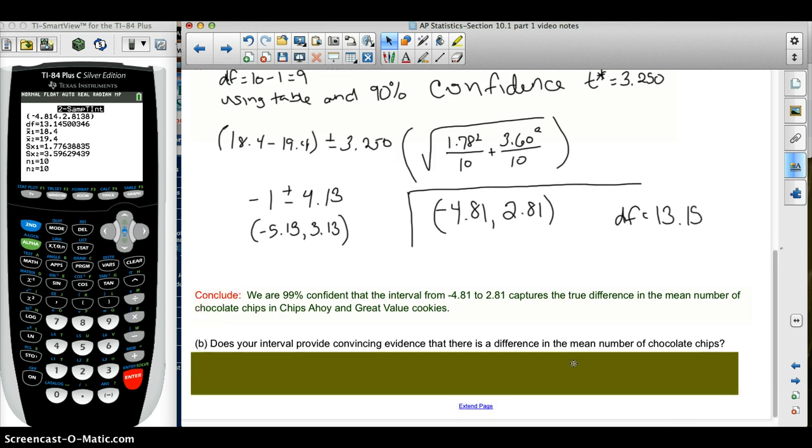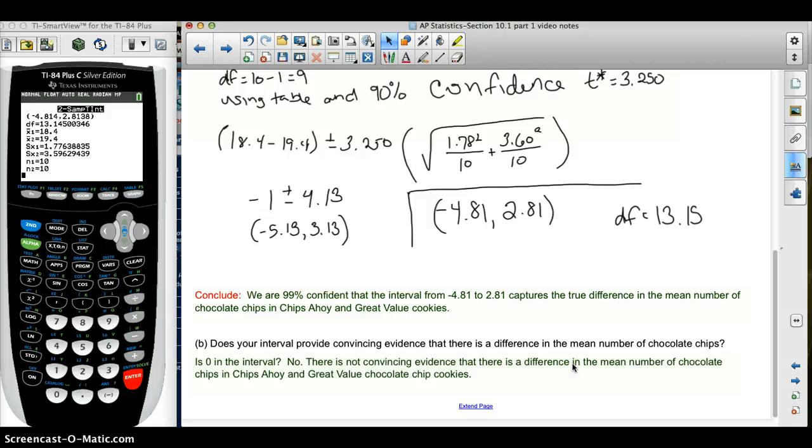Okay, so does your interval provide convincing evidence that there is a difference in the mean number of chocolate chips? So remember, we can use the confidence intervals to find out if there is convincing evidence. So is 0 in that interval, meaning for the difference? Okay, yes, 0 is in the interval, so there is not convincing evidence that there is a difference in the mean number of chocolate chips in Chips Ahoy and Great Value chocolate chip cookies.